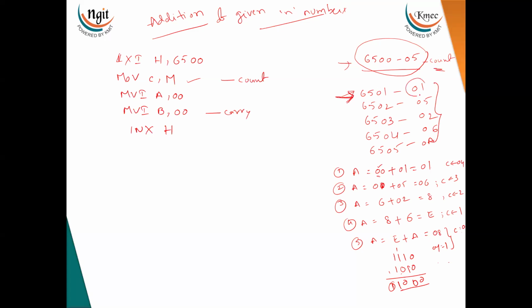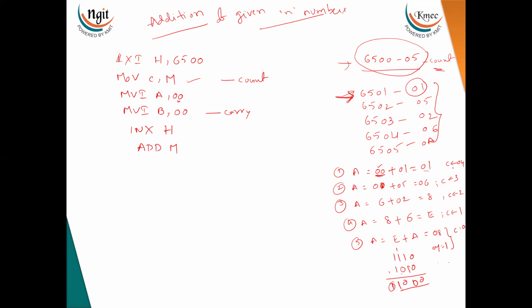Now in this, whatever value is there, that value I have to add with the accumulator. So I have to take ADD M. In the first step the accumulator value is 00, so 00 is added with 01 and the result is 01, where the result is again in the accumulator itself.